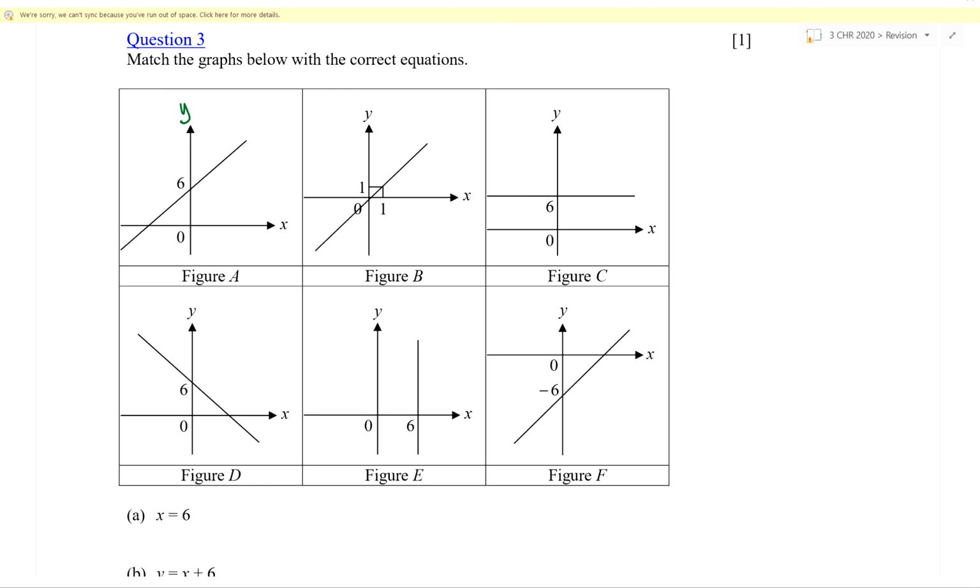Let's analyze all these graphs. Figure A. What can you tell me about the gradient? Positive or negative? Gradient is positive. It is sloping up. See, we go from left to the right and it is sloping up. So gradient is positive. Gradient over here also positive.